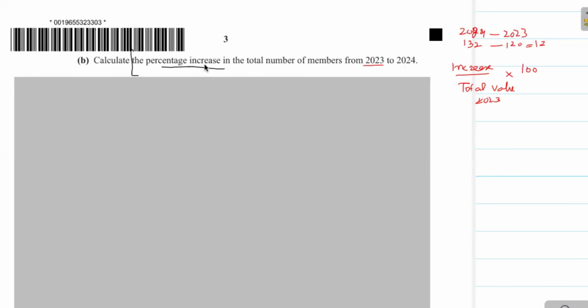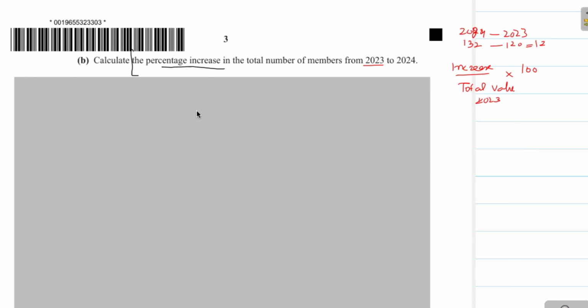Part B, calculate the percentage increase in the total number of members from 2023 to 2024. The percentage increase formula is increase divided by original value multiplied by 100. Look here, the increased number of members from 2023 to 2024: 2024 was 132, 2023 was 120. Therefore, the difference will be 12, and this is the increased value.